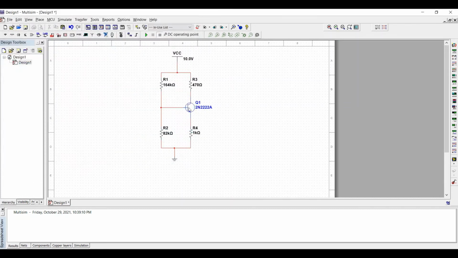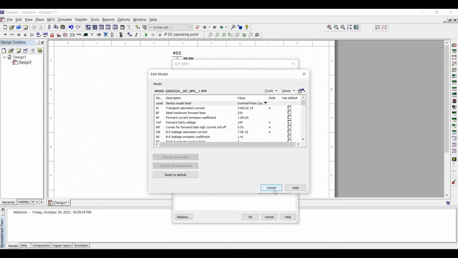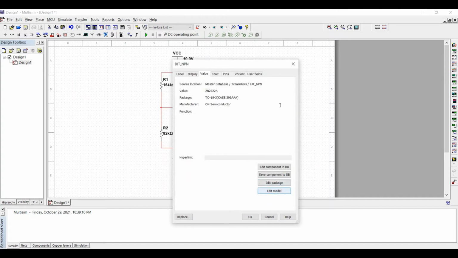Then to find out beta, double click on the transistor and there is edit model. You have different tabs. Go to edit model. In the edit model, BF, that is ideal maximum forward beta, 220. This is the value of beta which we have used for calculations. So you will always be using this value of beta 220. And how to find out that? Go to edit model and find the value of BF, that is beta value practically.